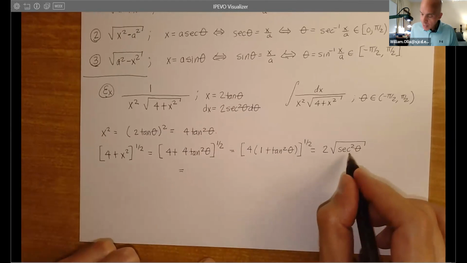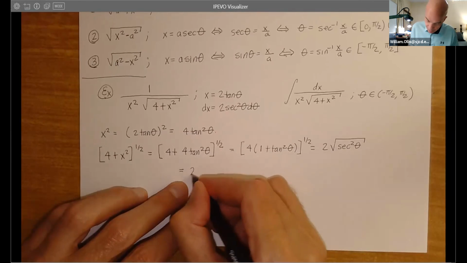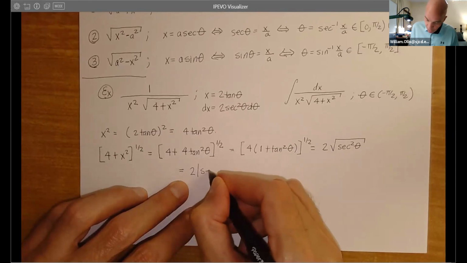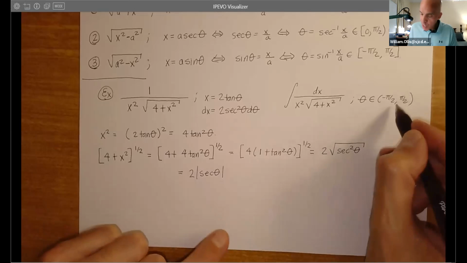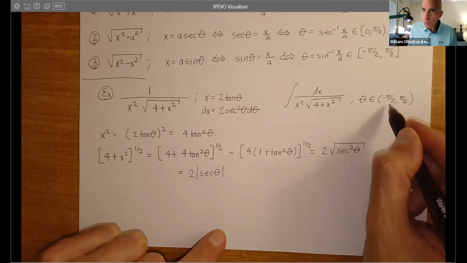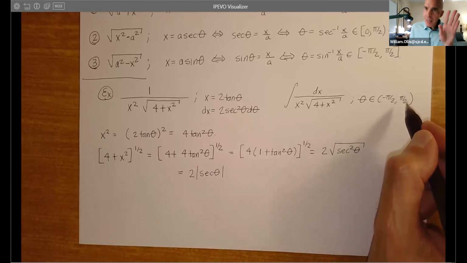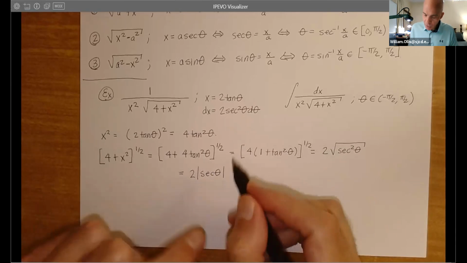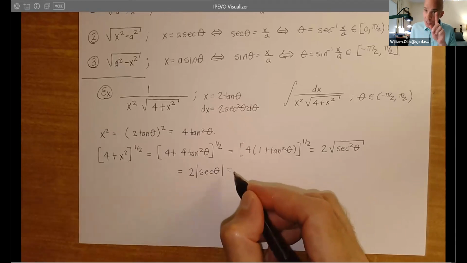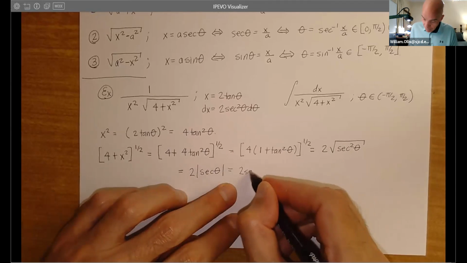So now, secant squared square root is the absolute value of secant by definition. But now we're okay because for these particular intervals, this is in the fourth quadrant and the first quadrant where the x value, cosine, secant, are positive. So we can remove the absolute values and we have one sign, just the positive sign. So we get 2 secant theta.